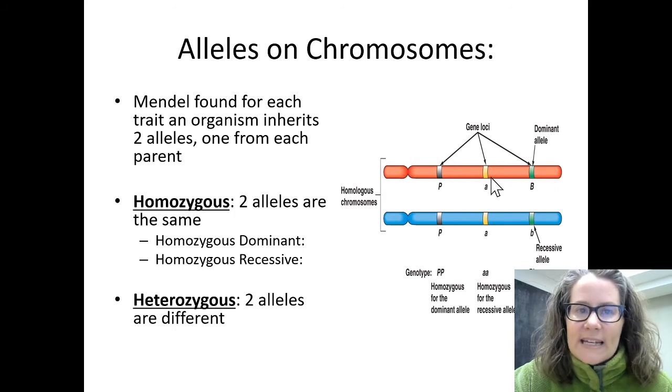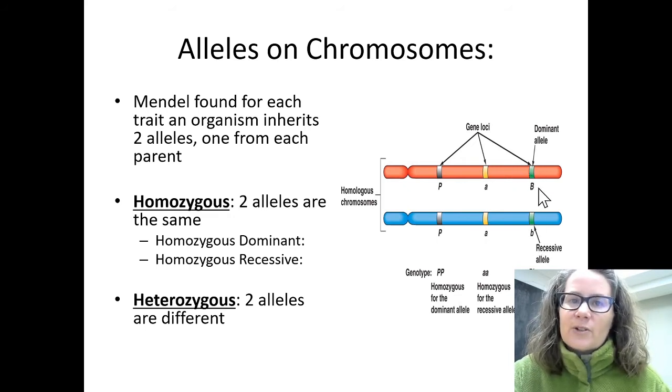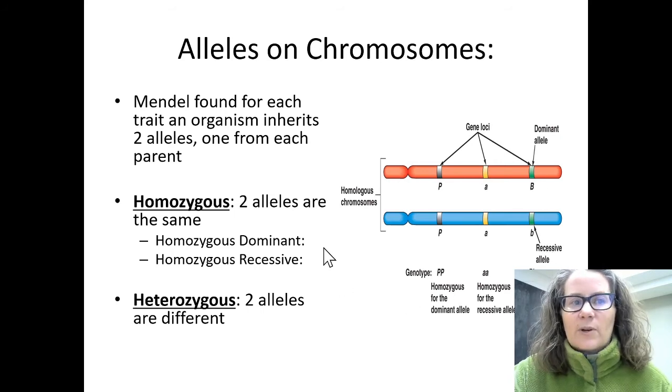So how about white flower color? If you inherited 2 whites, which are recessive to purple flower color, then we would say that you are homozygous recessive. Heterozygous is the state where you inherit 2 different alleles. So up here on our chromosomes, it's like capital B and lowercase b. This is where you might inherit a purple flower color from your mom and a white flower color from your dad.